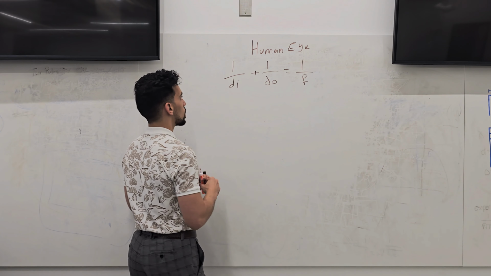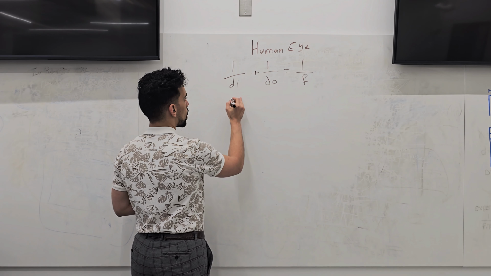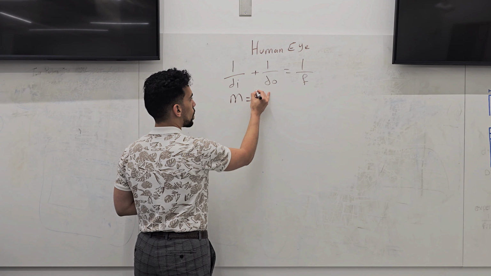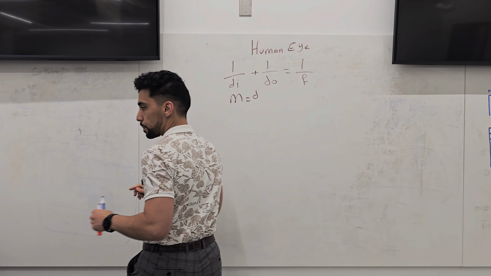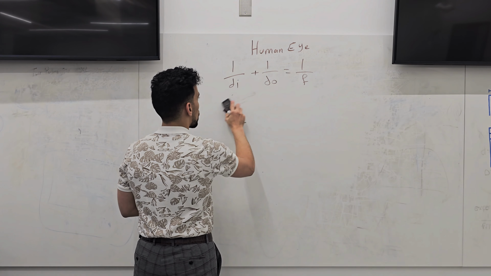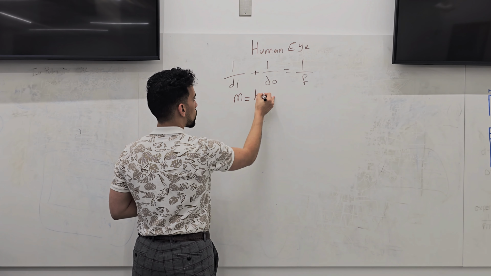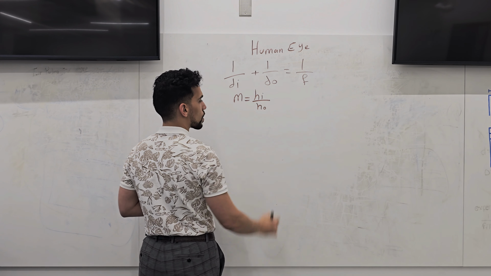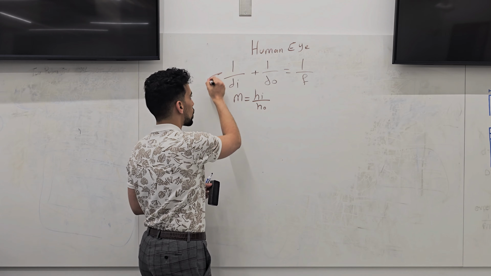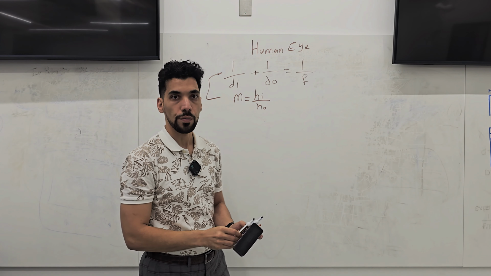And also the second rule that we need to know: the magnification factor is equal to the height of the image over the height of the object. So these two rules we need to know.